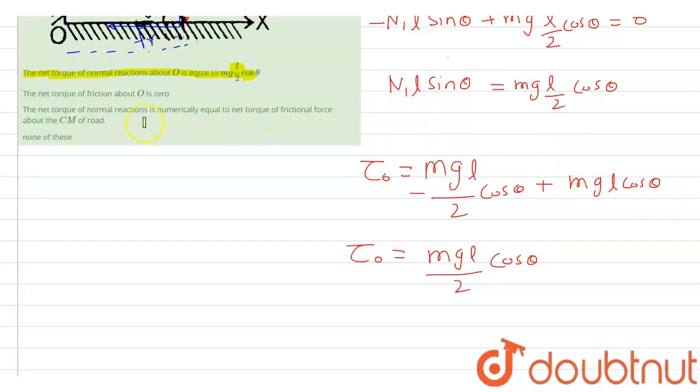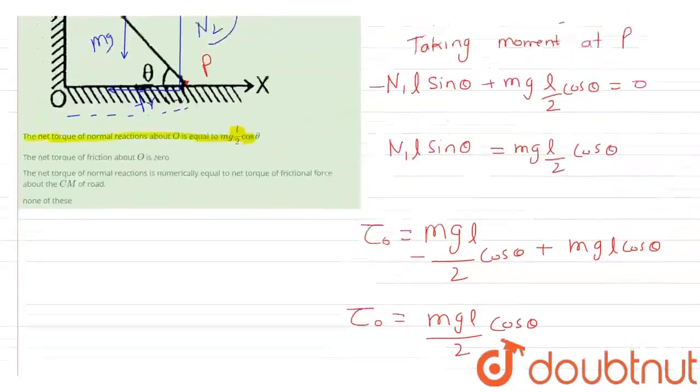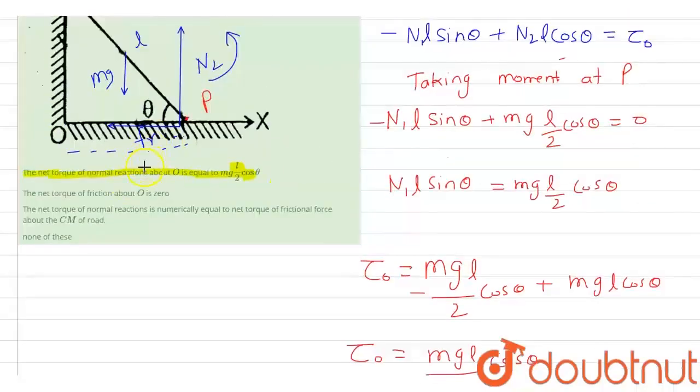Now moving to option 2, it says that the friction force is producing zero torque here. Since the direction of the friction force is this, and it is passing through the point O, the line of action of the friction force is along O, so it will not produce any torque. So the net torque produced by the friction force will be 0.